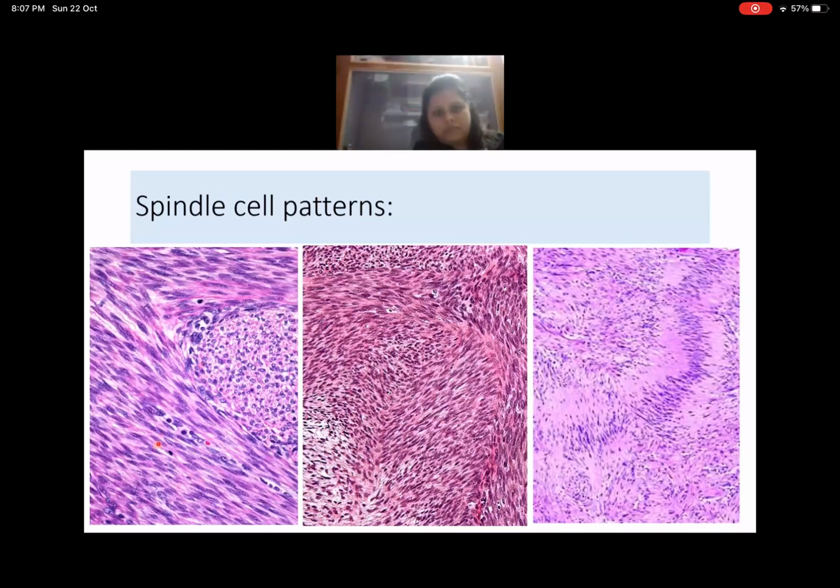So what is this pattern? And don't tell me spindle cell, because I know they're spindle cells. So what is the pattern? Fascicles, fascicular pattern. Excellent. Why have you called it a fascicle? Because these spindle cells are present in bunches. Yes, there is a bundle of spindle cells. That's all. That makes it a fascicle.